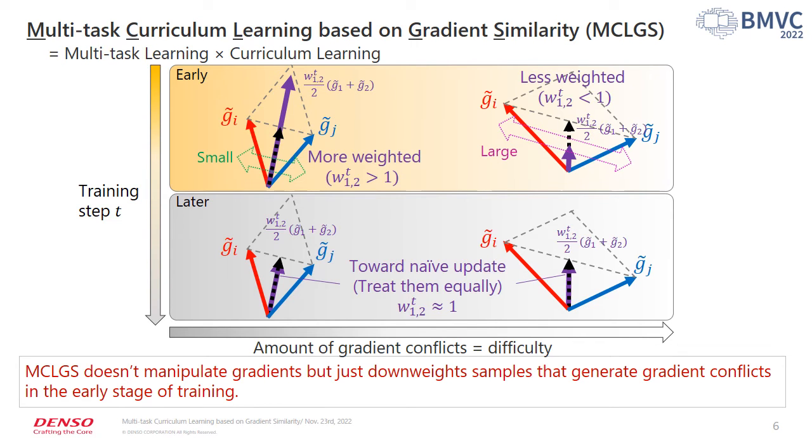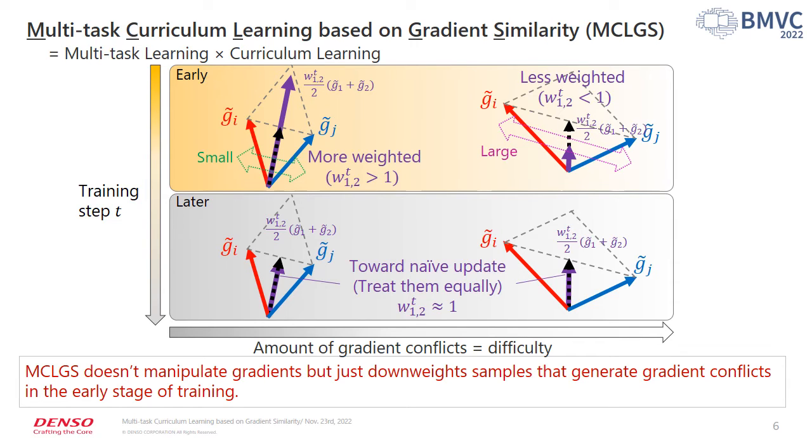Next, I will introduce the proposed method. The proposed method is named multitask curriculum learning based on gradient similarity. MCLGS introduces a curriculum learning strategy based on gradient similarity in MTL. Curriculum learning is a training paradigm that orders training samples from easy to hard, like a human learning strategy. It is well known that these strategies improve model performance.